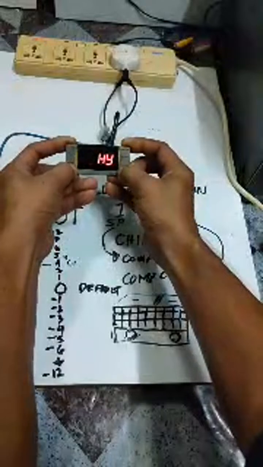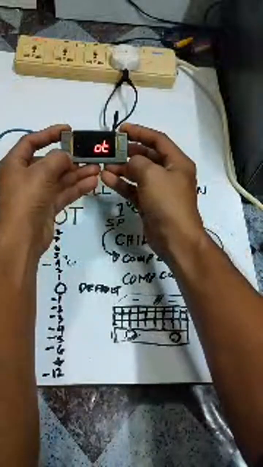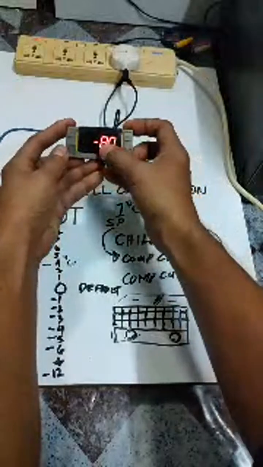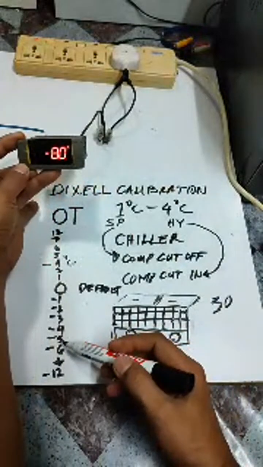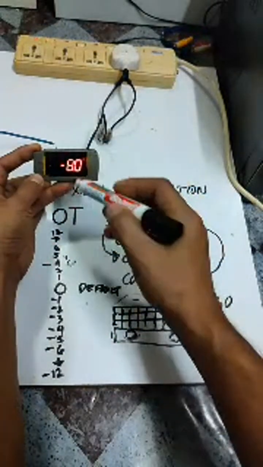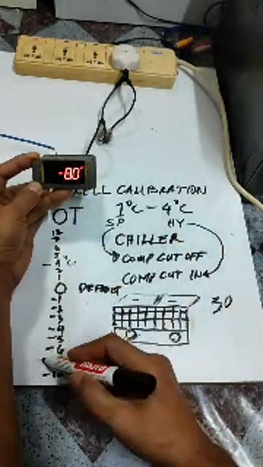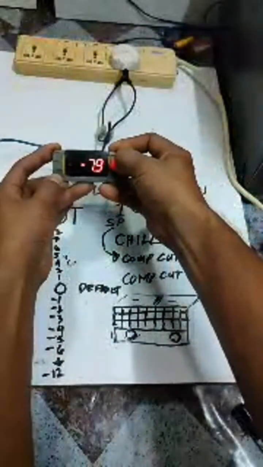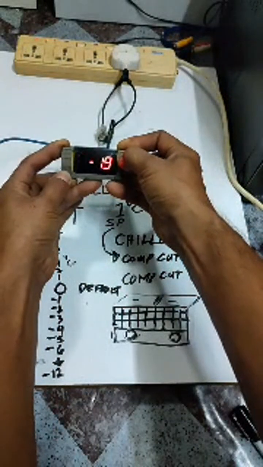Just press the set button and the down button and up button, and the OT is here. Just press set and take a look. It says it's negative, so the one here is -8, so we are here. Okay, here is the -8. So we will set it to 0 first.